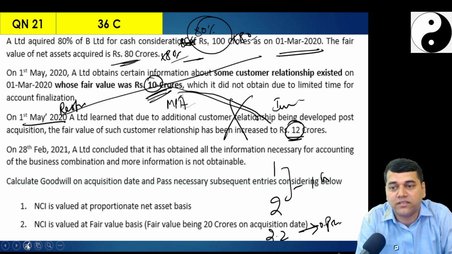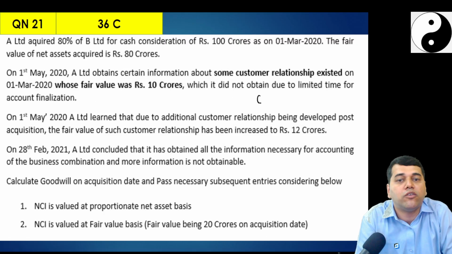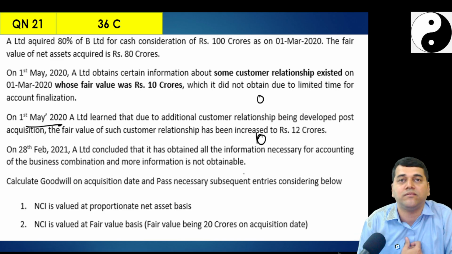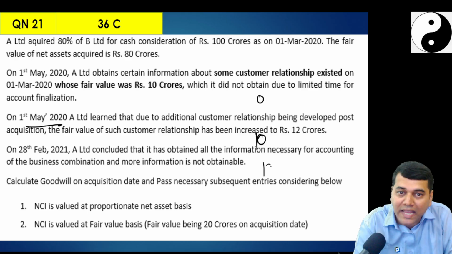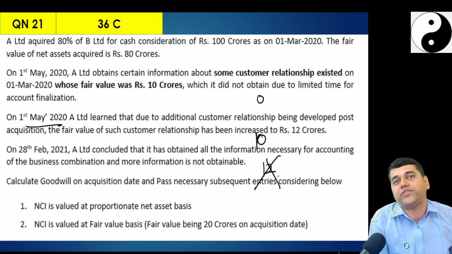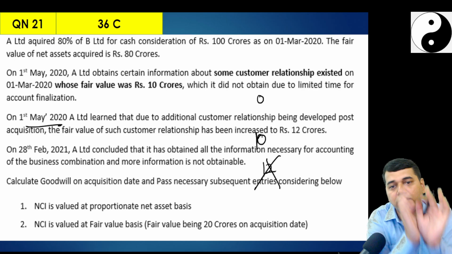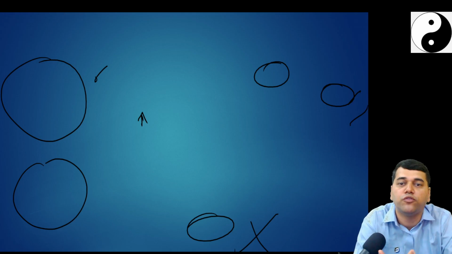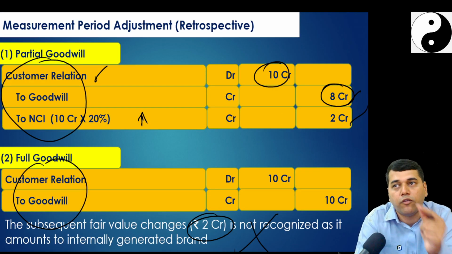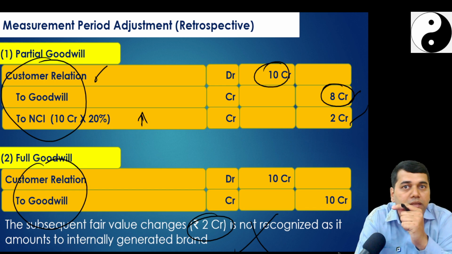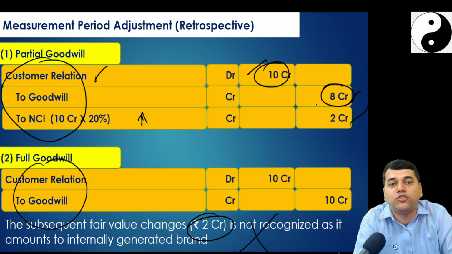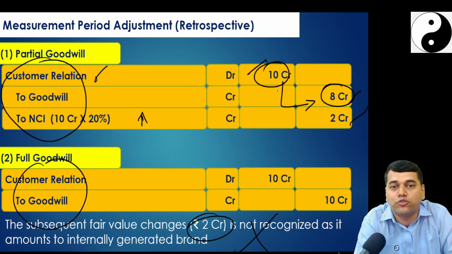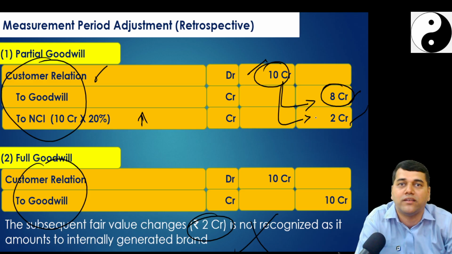But in this case, on the acquisition date, I recognized nothing. On 1st May, I come to know, so I will recognize 10. Today it is 12, but I will not consider the 12 because it is an internally generated brand. So I will just adjust 10. But when I do this, I will consider which method of goodwill valuation I have used. If I had used the partial goodwill method, my accounting entry is not customer relation to goodwill. I will take only 8 crores to goodwill and the balance 2 crores I will take to NCI. Because if I knew on day 1, I would have increased NCI by 2.